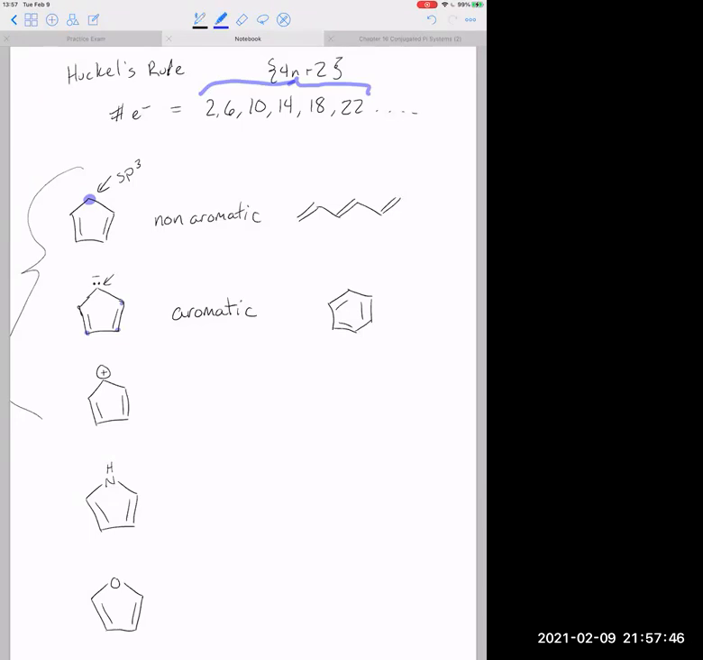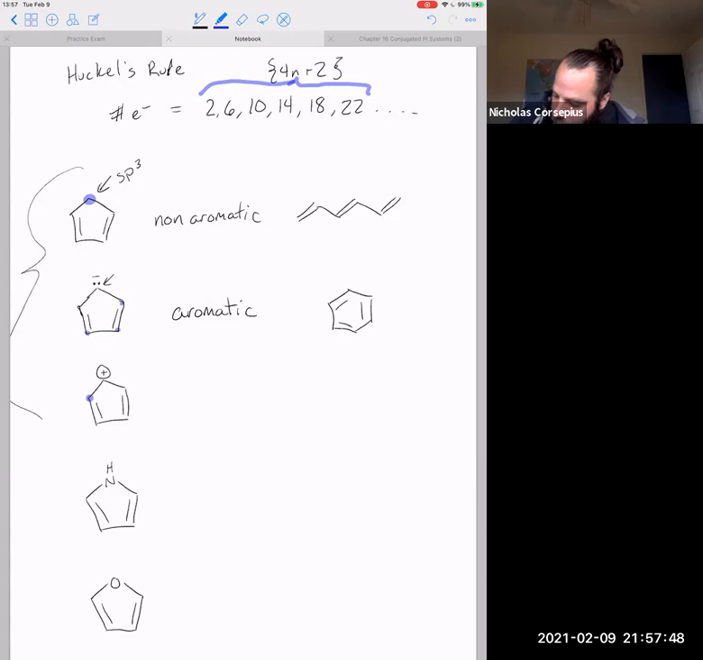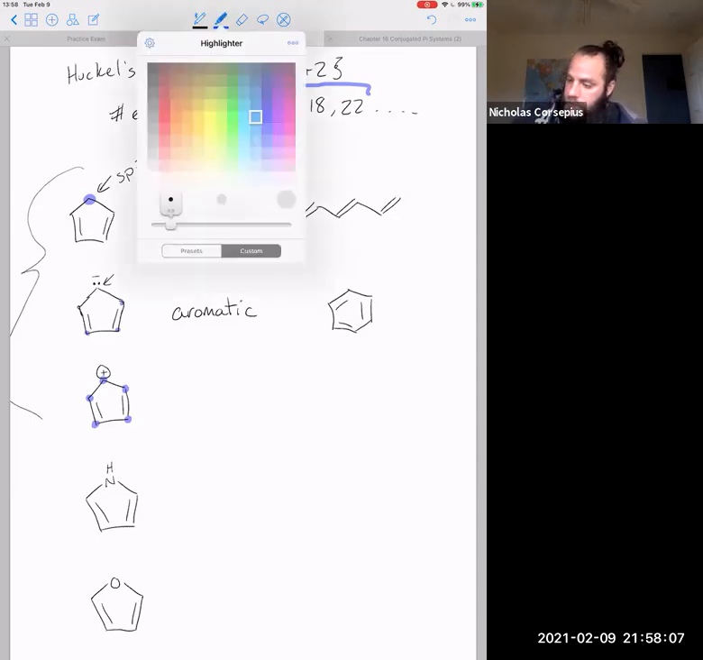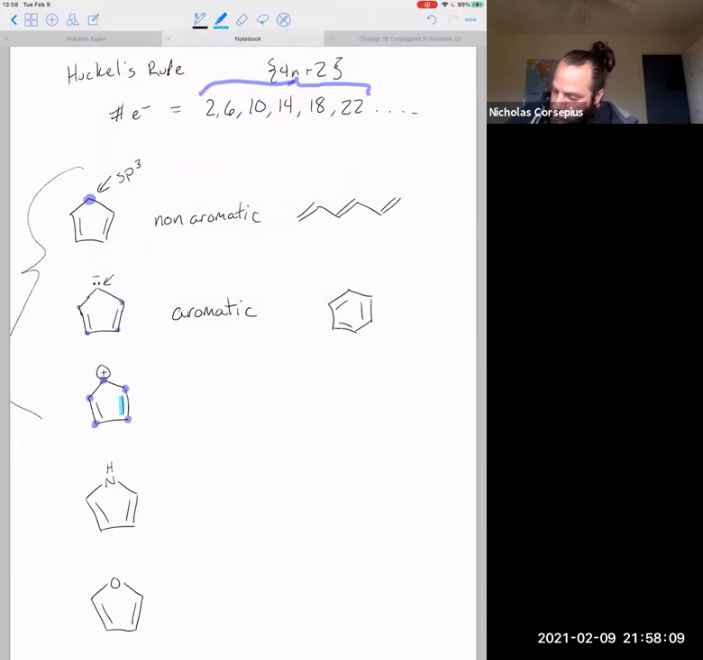Similarly, if we go down here, we have 1, 2, 3, 4 sp2 hybridized, and then we know that carbocations are always sp2 hybridized as well. So this again has that conjugated network of atoms, so we know it's not non-aromatic, but it only has 2, 4 electrons, or an even number of pairs, so this would make it anti-aromatic.